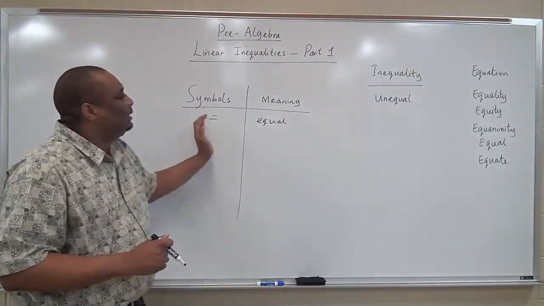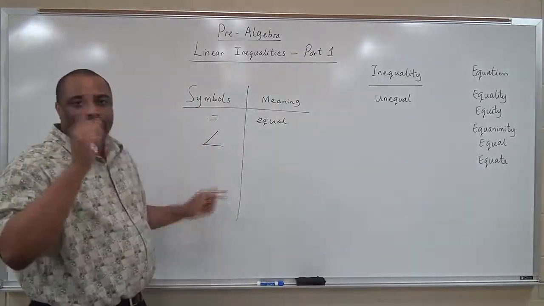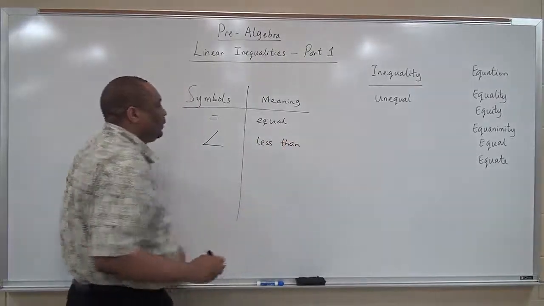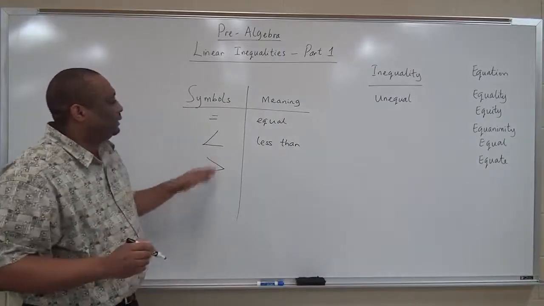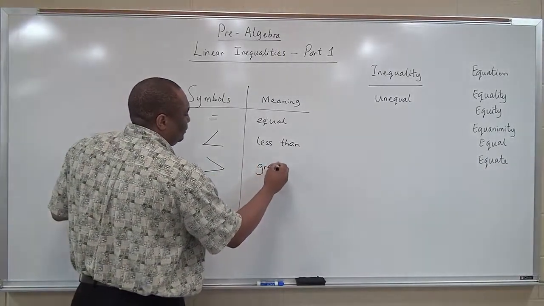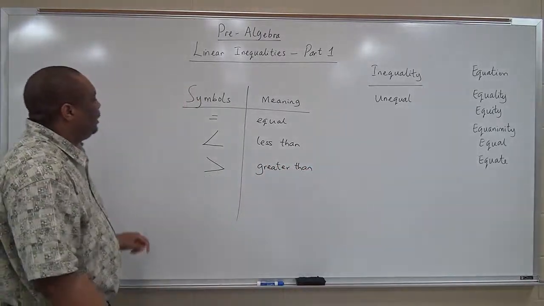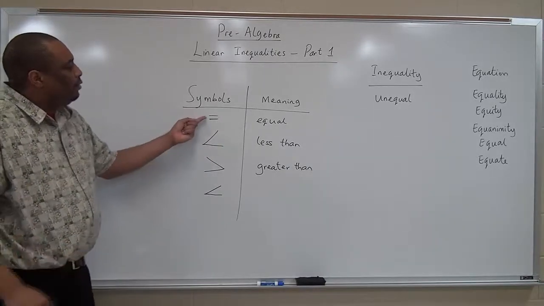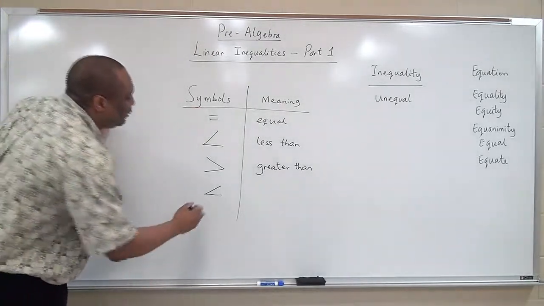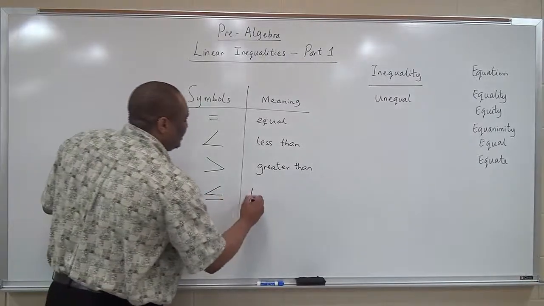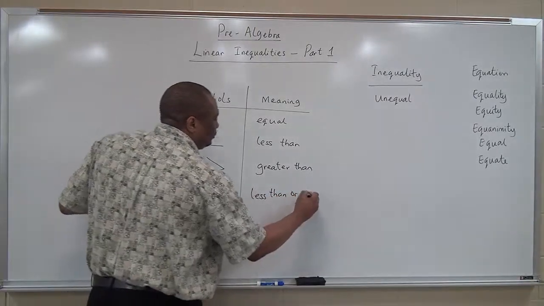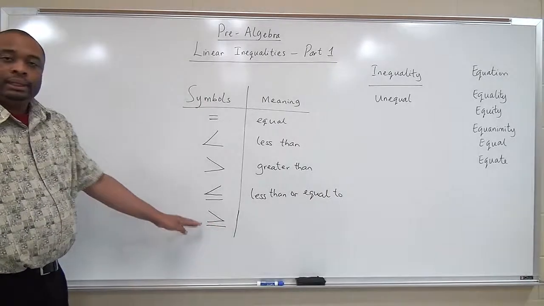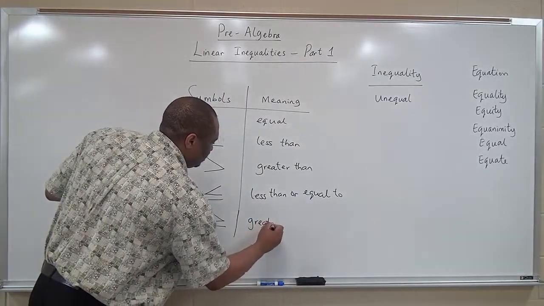Now, if you have something that looks like L, L as in lion, this is less than. And you have something that is just the opposite, in sign, this means greater than. Okay? When we have the equal sign, it is two horizontal lines. But when you replace the first horizontal line and you still put the second horizontal line, this means less than or equal to. Then we also have this, which means greater than or equal to.